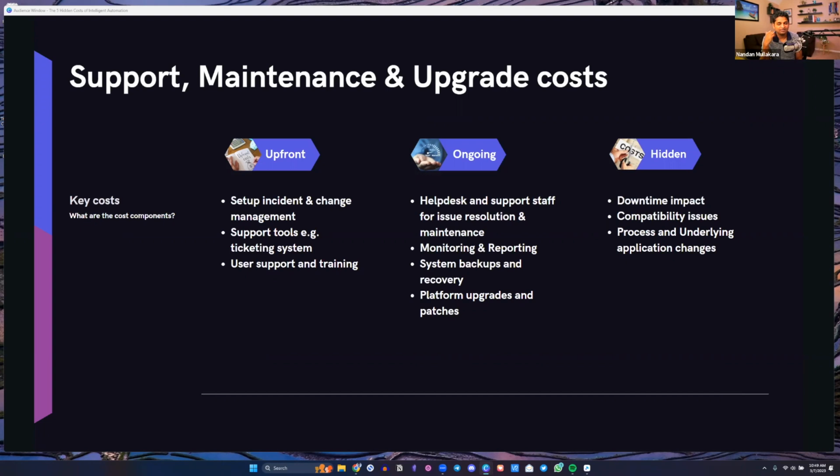So if you look at it, you need to set up an incident program, a change management program. These are some things we had, but maybe in your case, you need to set up the tools, the infrastructure to get started, and then bring in the staff, the monitoring and reporting. And if you take those into consideration, the hidden costs, just think of downtime impact. If your bots are down, then it's not useful, and people don't see the value in it, especially when you're starting out.